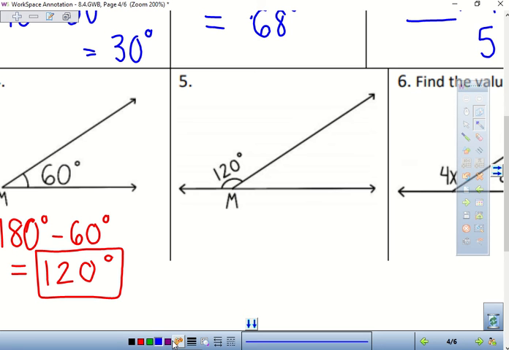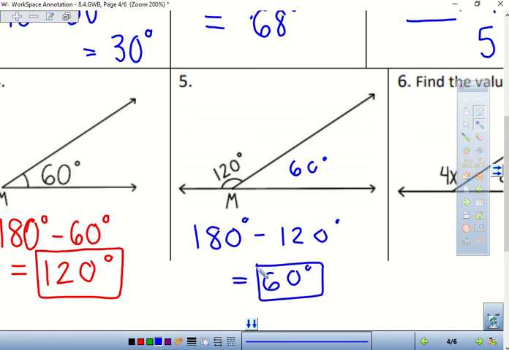How would I do the next question? What would I do here? 180 minus 120. You getting this down? 180 minus 120 equals what? 60. Good. So this angle right here is 60. Everybody good with that?